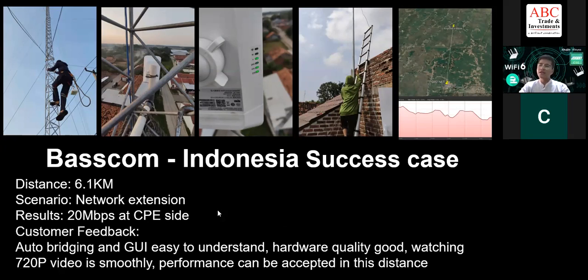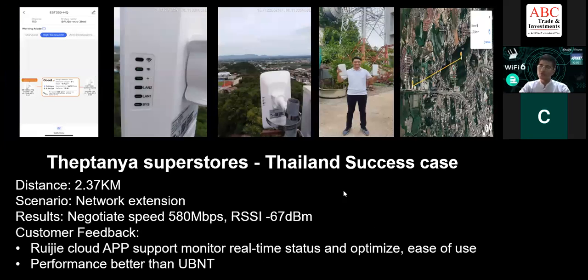Okay, this is another success case for the network extension from Thailand. Here, their distance is 2.37 km and the negotiation speed they got is 580 Mbps. Okay, RSSI is minus 67 dBm. So very good throughput they got. From this scenario, customer feedback: Ruijie Cloud app supports monitoring real-time status and optimization. Performance is better than the competitor.